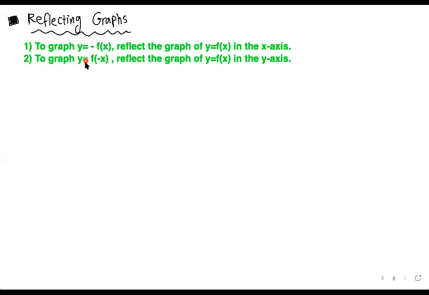But to graph this function y equal f of minus x, the minus is inside the parentheses, I have to graph the original function y equal f of x, then I have to reflect it around the y-axis. So if the minus is outside the function, around the x-axis; if the minus is inside the parentheses, inside the function, I reflect it around the y-axis. Let me explain more by graphing.